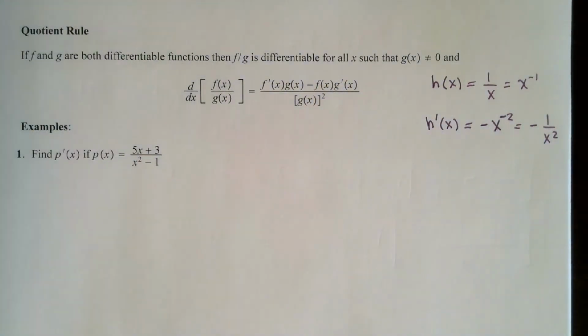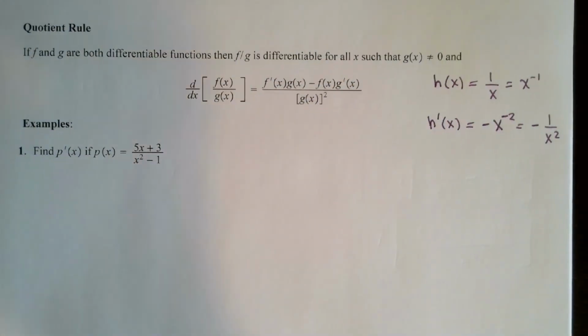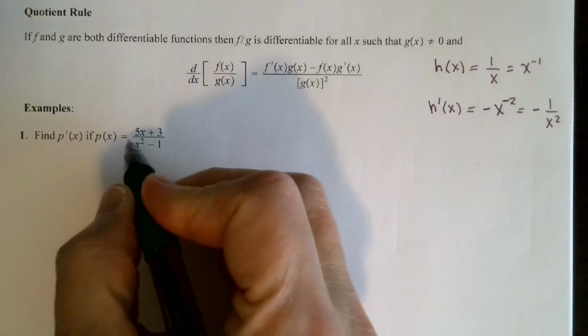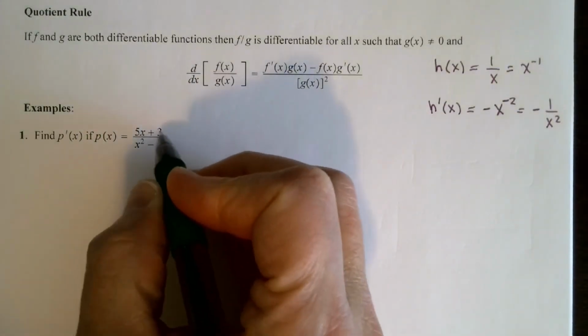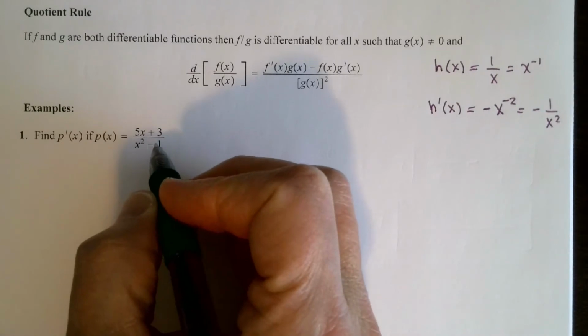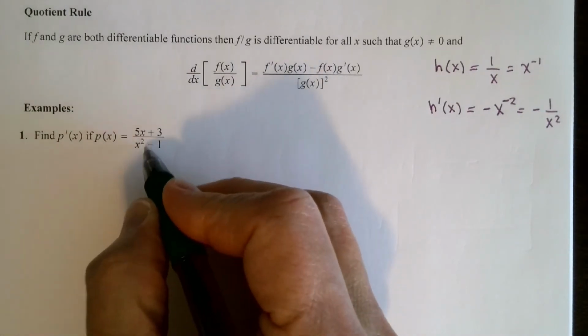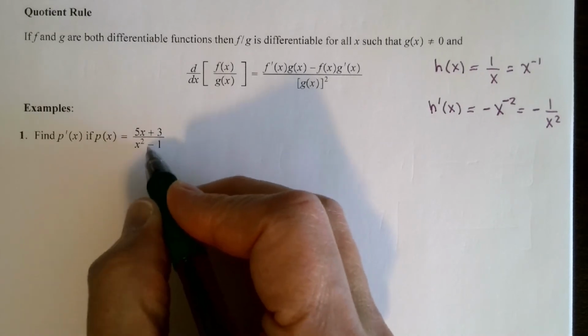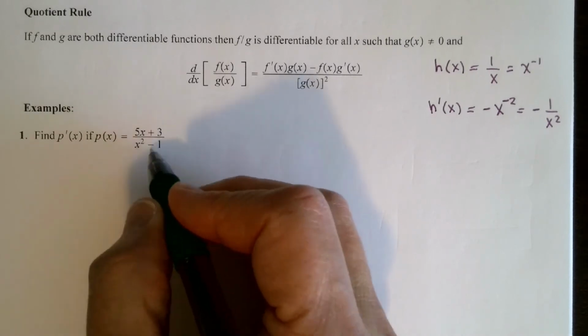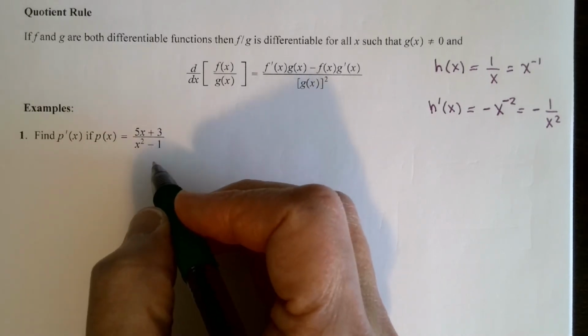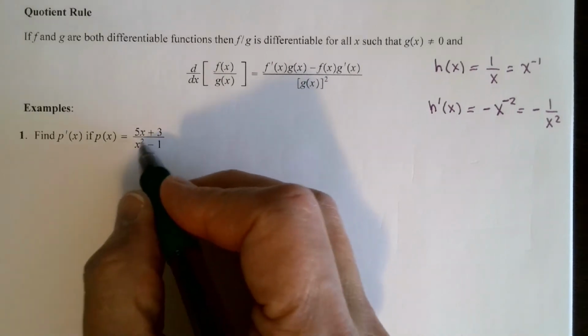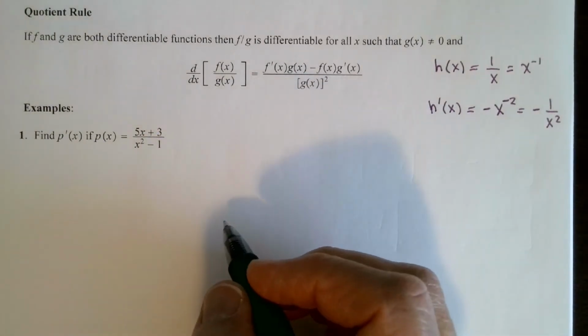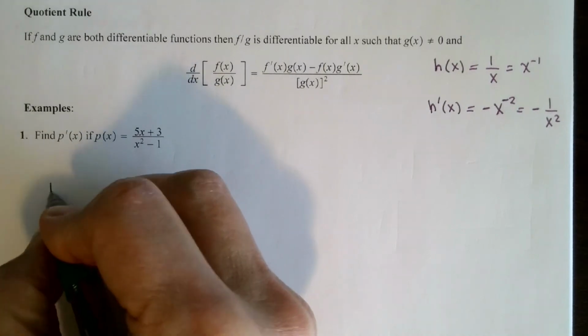Okay, let's take a look at this first example. Here is a quotient that I cannot really simplify down. You remember I did an example where I did simplify because there was a single monomial term that I could divide both the 5x and the 3 by, but here I've got two terms. I can't do that easily enough. I'm just going to go ahead and use the quotient rule.